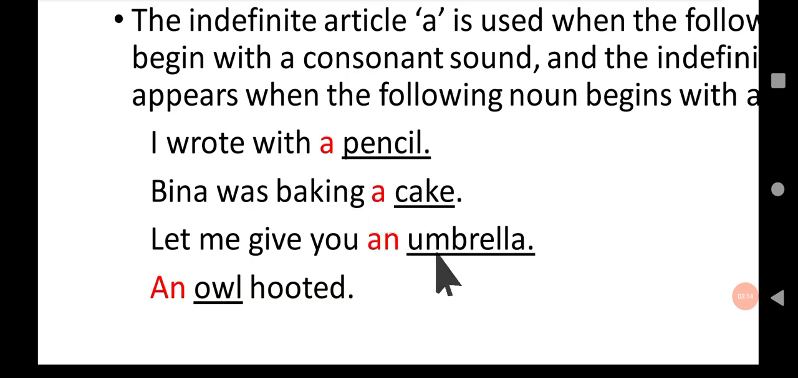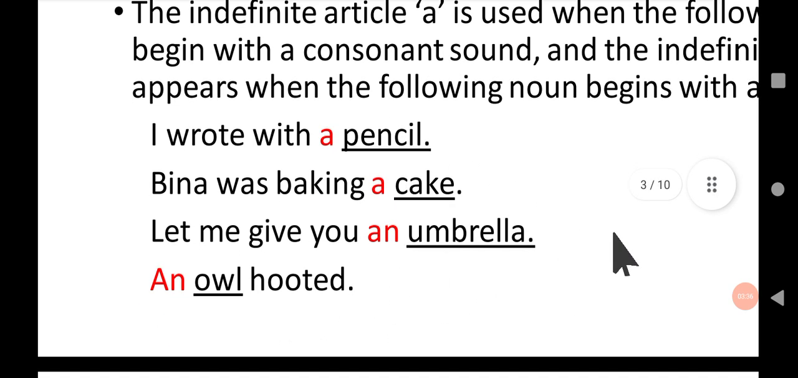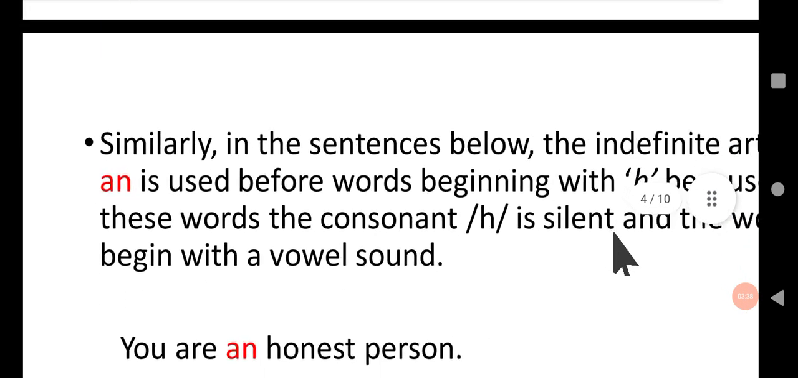Next, umbrella, that is a vowel sound. So here you have to come with an. And next one, owl, again o is a vowel sound. So here you have to use the article an. So after a, you have to go with consonant sounds. After an, you have to go with vowel sounds.